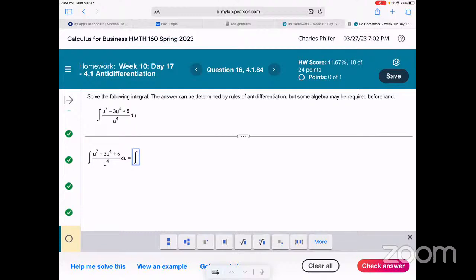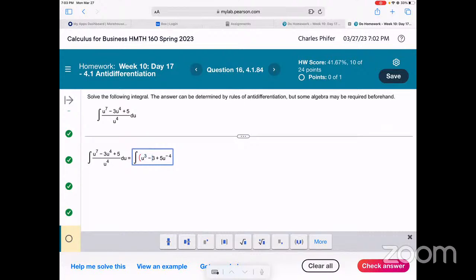So u to the 7 is going to become u cubed, u to the power of 3. Those are going to cancel, so we're going to say minus 3. And then we're going to say plus 5u to the power of negative 4. Okay.